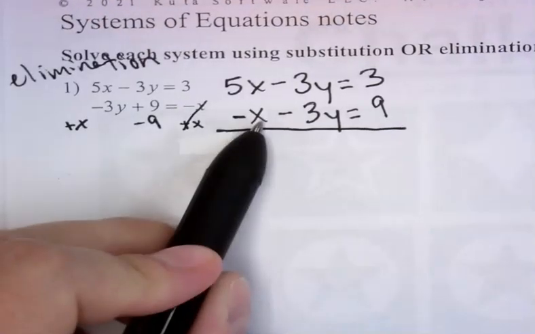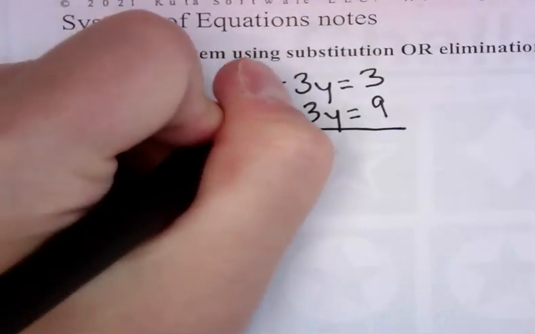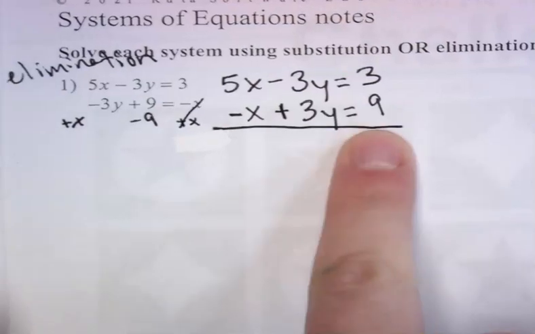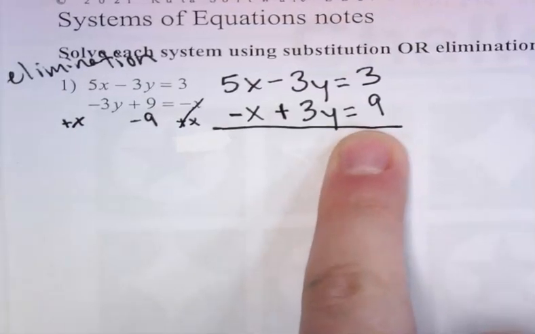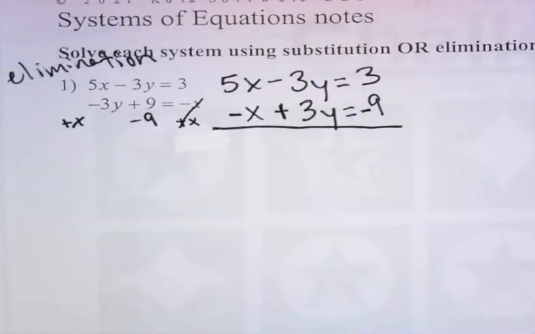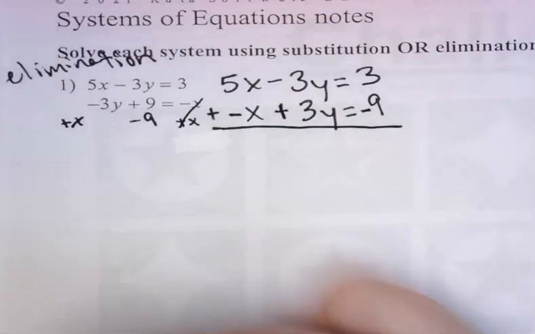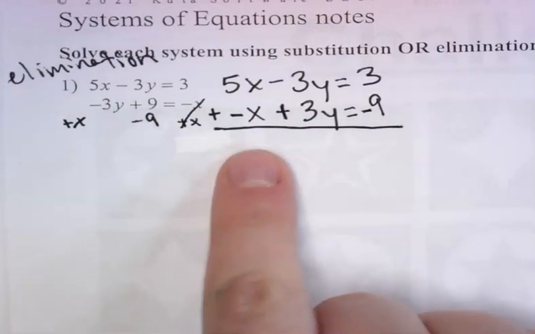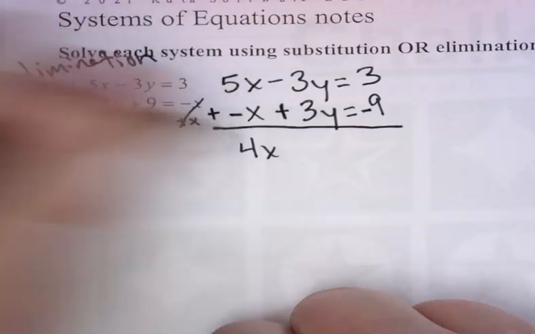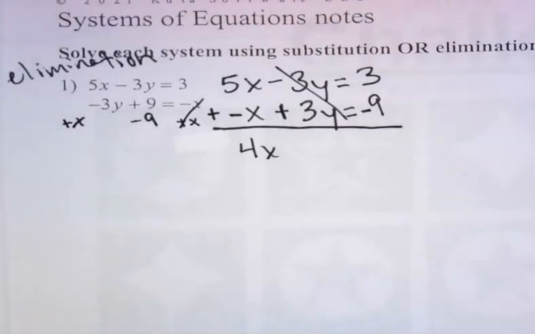So if we multiply this first one by negative 1, it becomes negative x. We multiply the negative 3y by negative 1, it becomes a positive 3y. And then this becomes a negative 9. So you're really just changing the signs of each one of these. And now you can combine these like terms. So I'm going to put an addition symbol over here because we are going to add this 5x plus negative x. So it becomes a 4x. And then these cancel out so they completely disappear. You don't have to write anything.